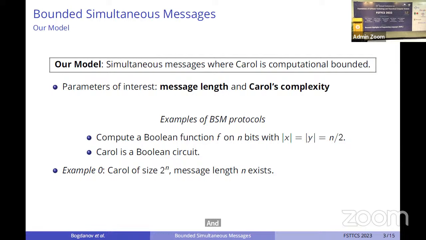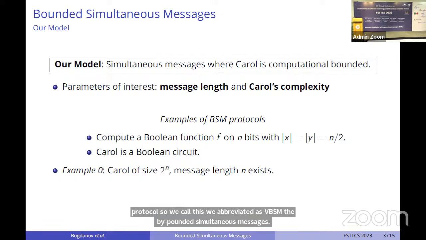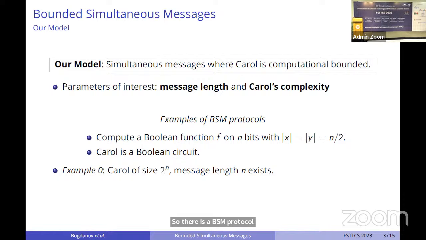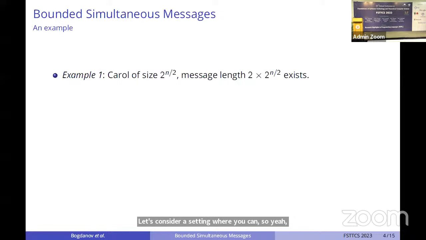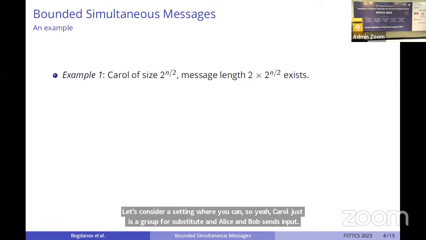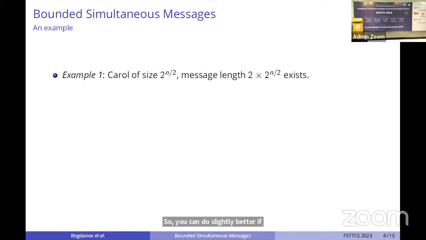And so that tells you that there is a protocol. We abbreviate it as BSM, the bounded simultaneous messages. So there is a BSM protocol with Carol's complexity 2 power n and message length n. Okay. Can we do better? This is not an interesting example. Carol is just a brute force circuit and Alice and Bob send the input. You can do slightly better if you allow Alice and Bob to do some computation.